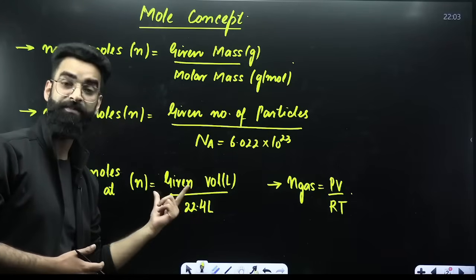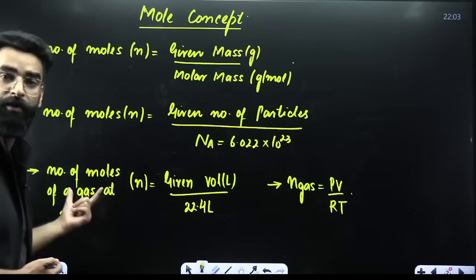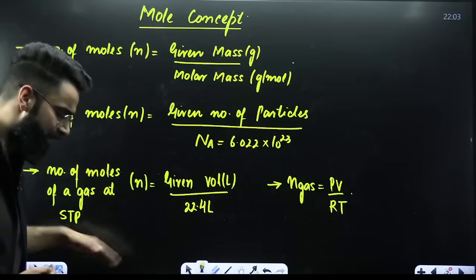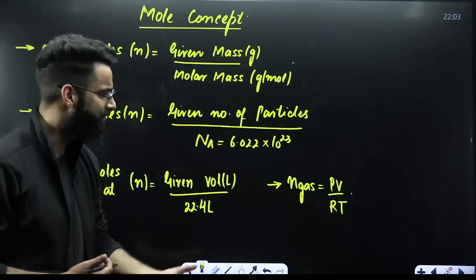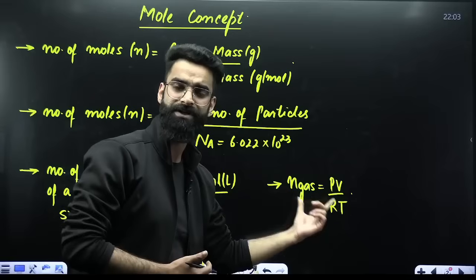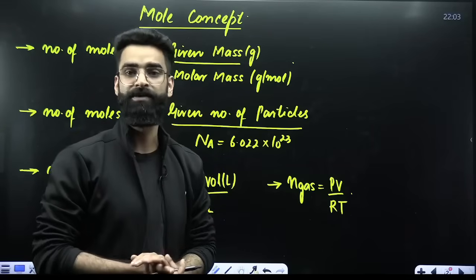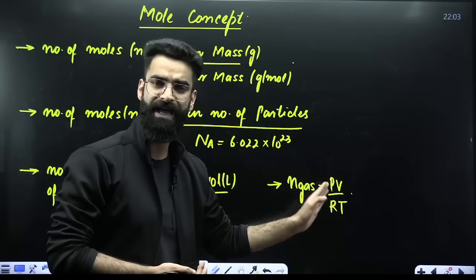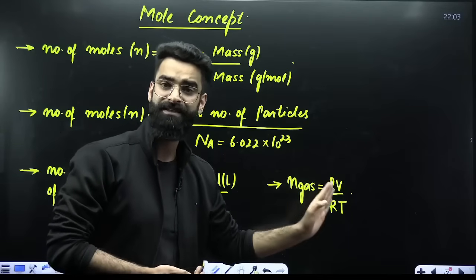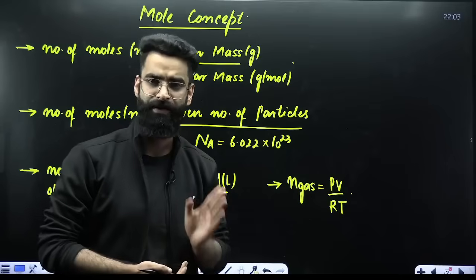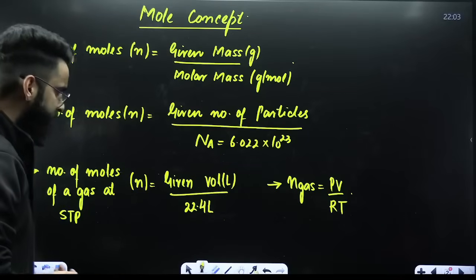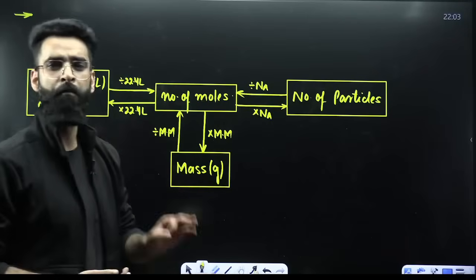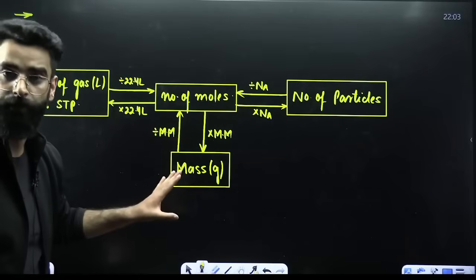This is one more result by means of which we can calculate number of moles of a gas which will be present at STP, right? And if the condition is not STP, then we will have to use the ideal gas equation with the help of which you can calculate moles of the gas. n is equal to PV divided by RT. P stands for pressure of the gas, V stands for volume of the gas, T stands for temperature of the gas, right? Moving ahead. My dear students, there is one mole conversion diagram which you need to know.